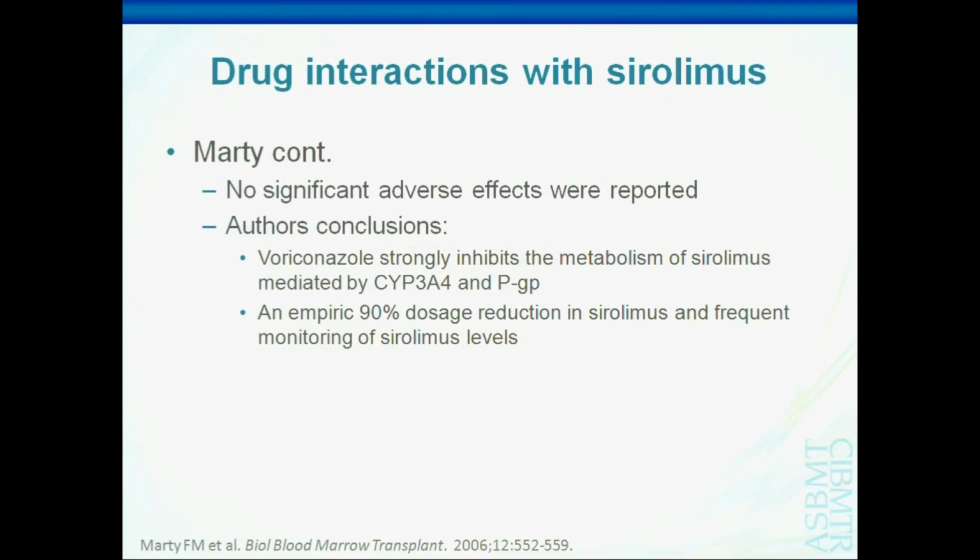Fortunately, no significant adverse effects were reported. So the authors concluded that voriconazole strongly inhibits the metabolism of sirolimus mediated by CYP3A4 and P-glycoprotein. So they recommended an empiric 90% dosage reduction in sirolimus and frequent monitoring of sirolimus levels.